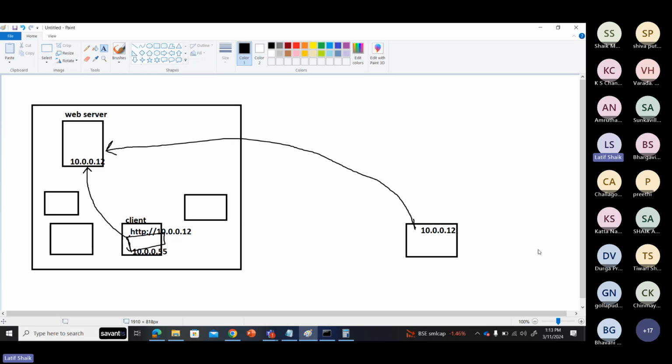So what will happen? They can't access. You cannot access. Why? Because it is private and the internet is public. So your organization is private, and other public users cannot access it. Other people on the internet cannot access your private network directly with your private IP.